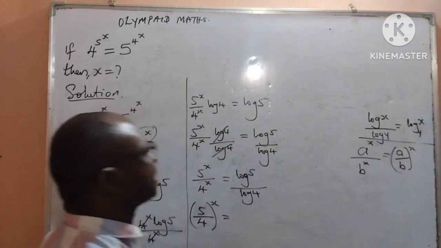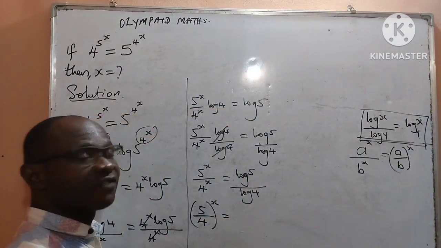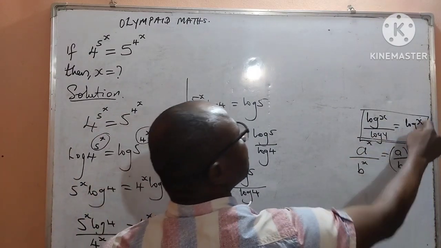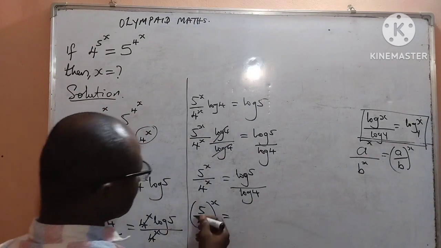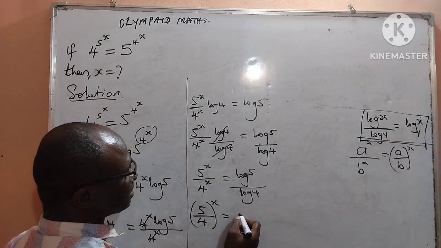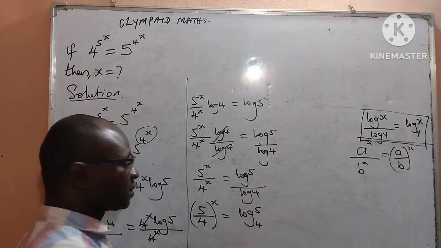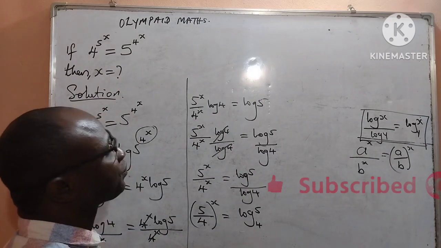Good. We are going to apply this law now. That is the change of base law: log x divided by log y is equal to log x base y. So by the right hand side, I will now have the logarithm of 5 to base 4. Very good. So finally, remember what we are looking for.